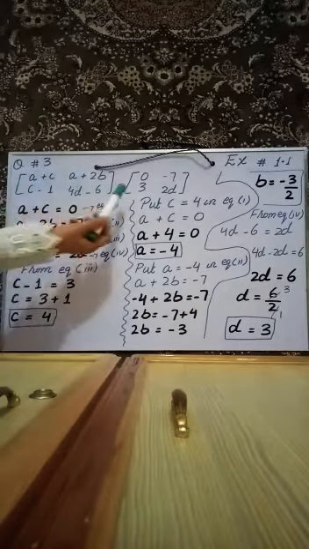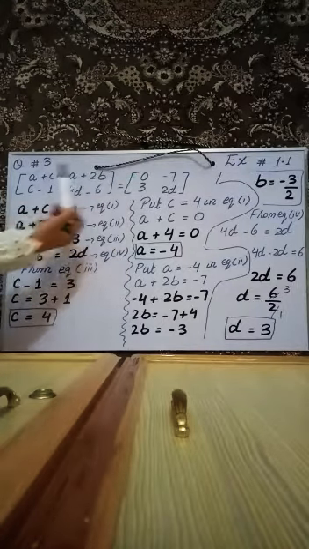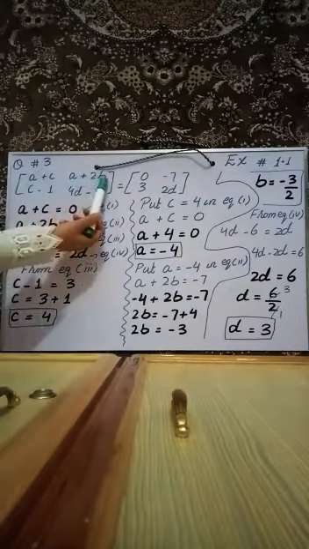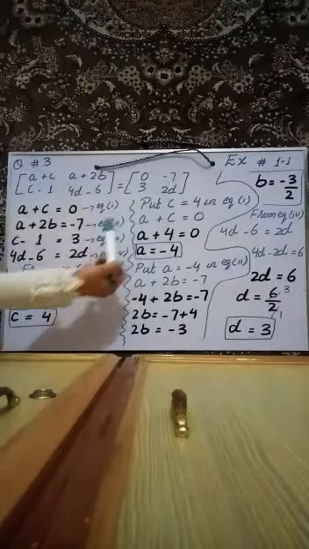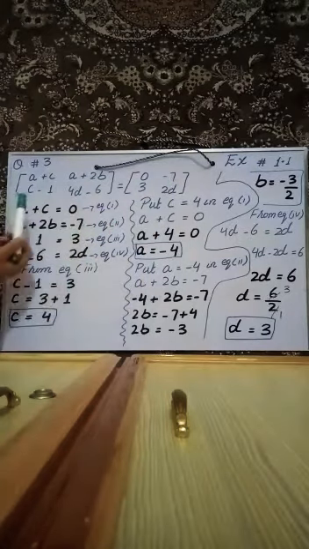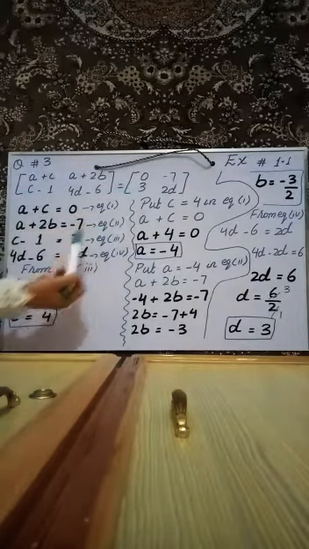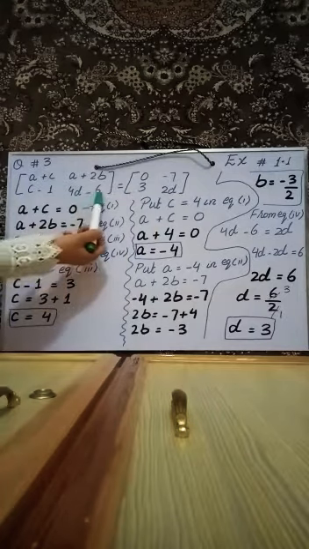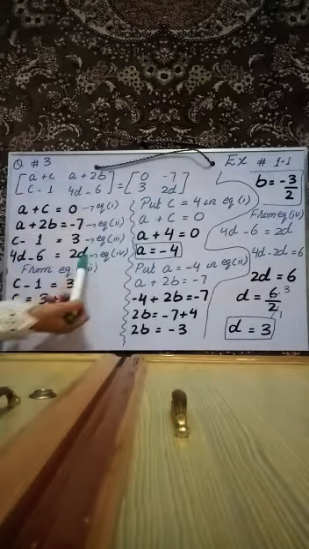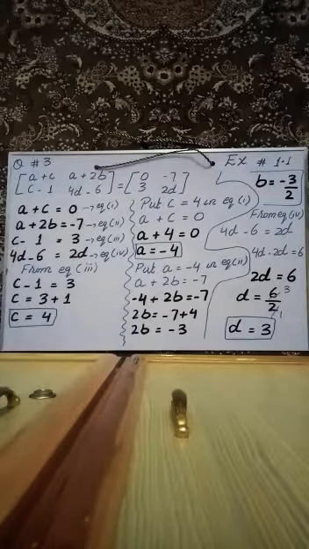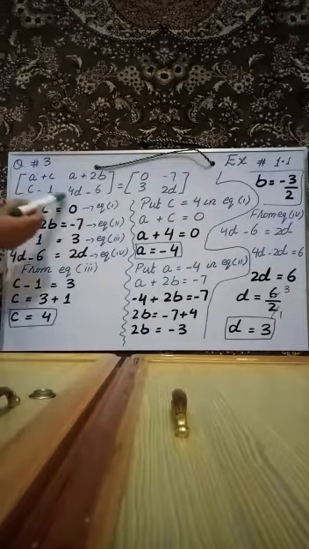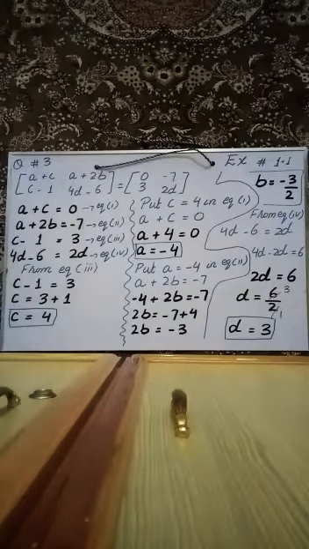A plus C is equal to 0 because of corresponding entries. A plus 2B is the second entry, and it equals -7. C minus 1 will be equal to 3. And 4D minus 6, the fourth entry, will be equal to the fourth entry of the second matrix. So how many equations are here? We have 4 equations here. Now the question arises: how can we solve these 4 equations in order to find the unknown values?